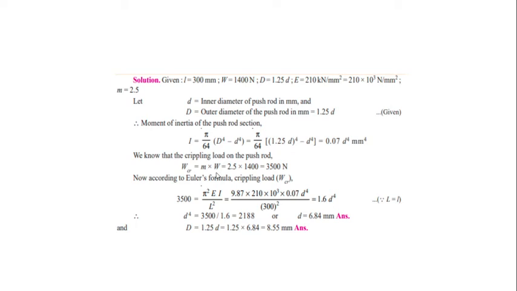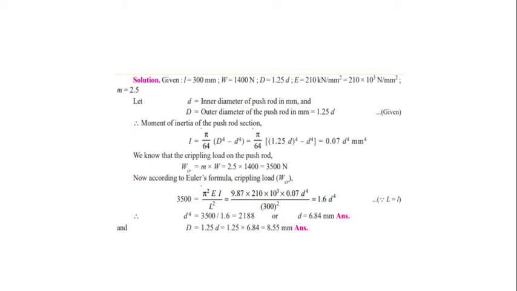In that case, the capital D value is given in terms of small d. Pi by 64 is a constant. Instead of capital D I am replacing 1.25 times d, then power 4, then minus d power 4, because the small d value we don't know. The power 4 is common to 1.25 as well as d. If you simplify, finally you get the value of 0.07 d power 4, in terms of mm power 4, because the unit of moment of inertia is mm power 4.